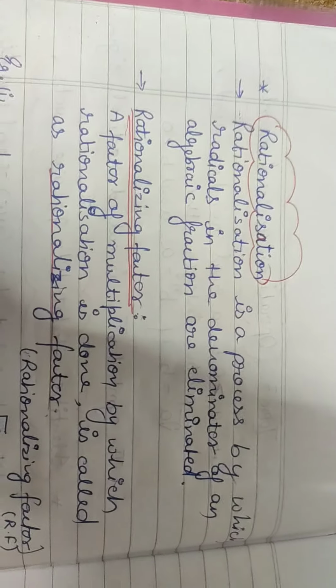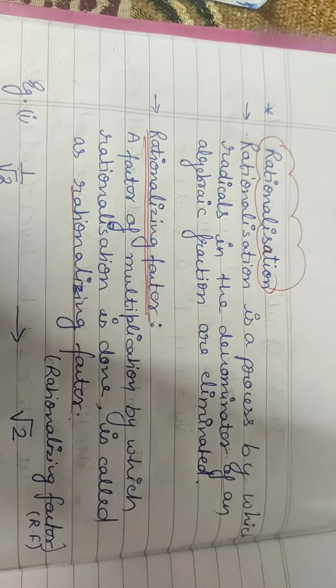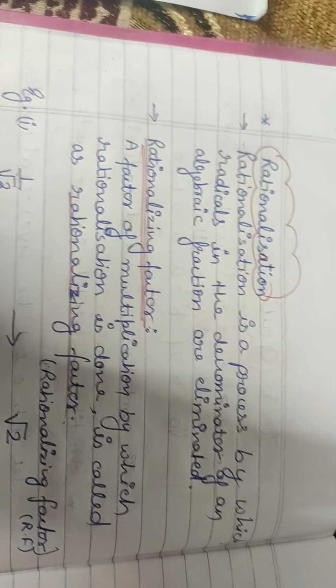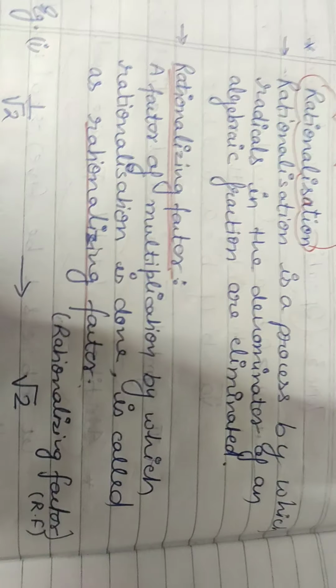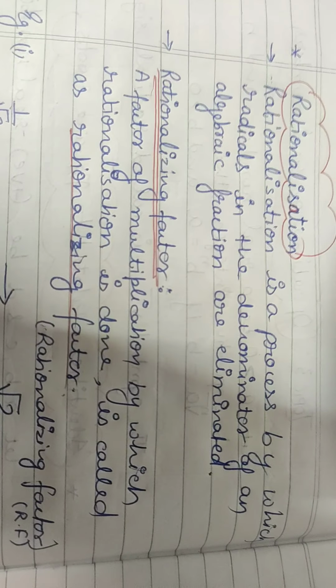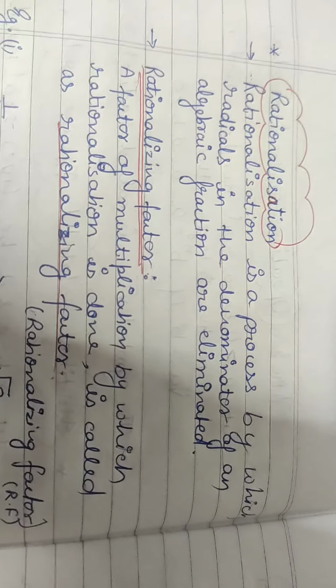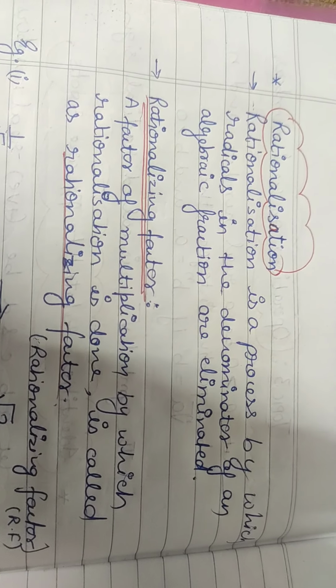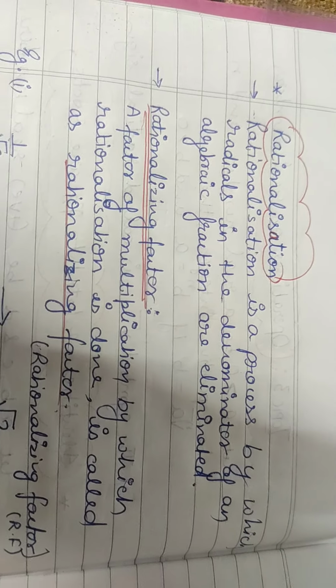rationalization. You know what is rationalization? It is a process by which radicals in the denominator of an algebraic fraction are eliminated. Means we have to remove the radical sign from the denominator. You know why we need to remove the radical sign from the denominator? Because it is very difficult to show it on a number line.